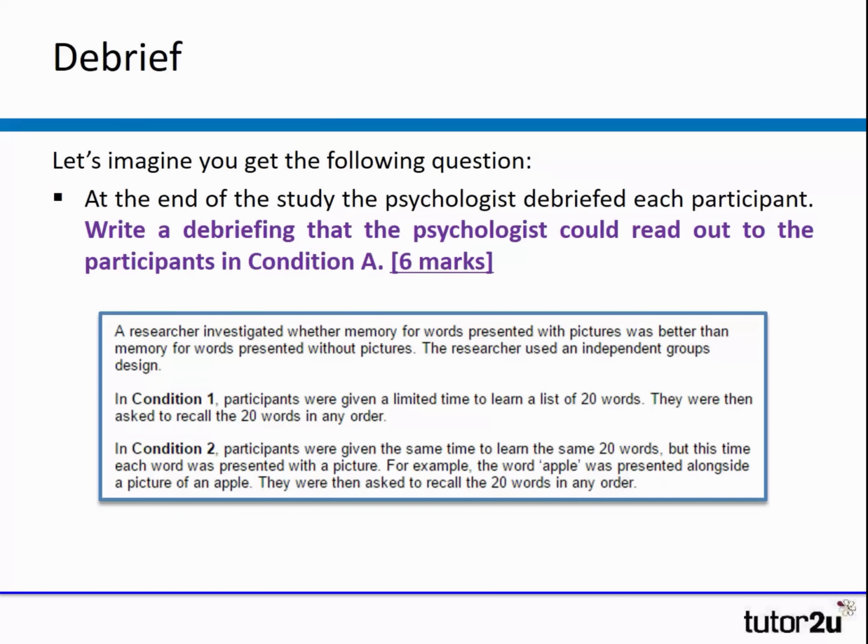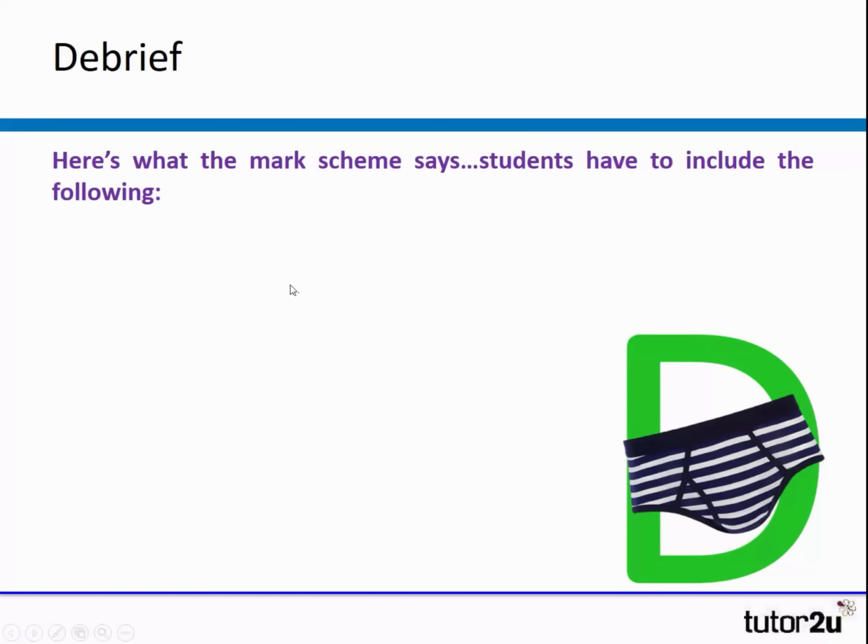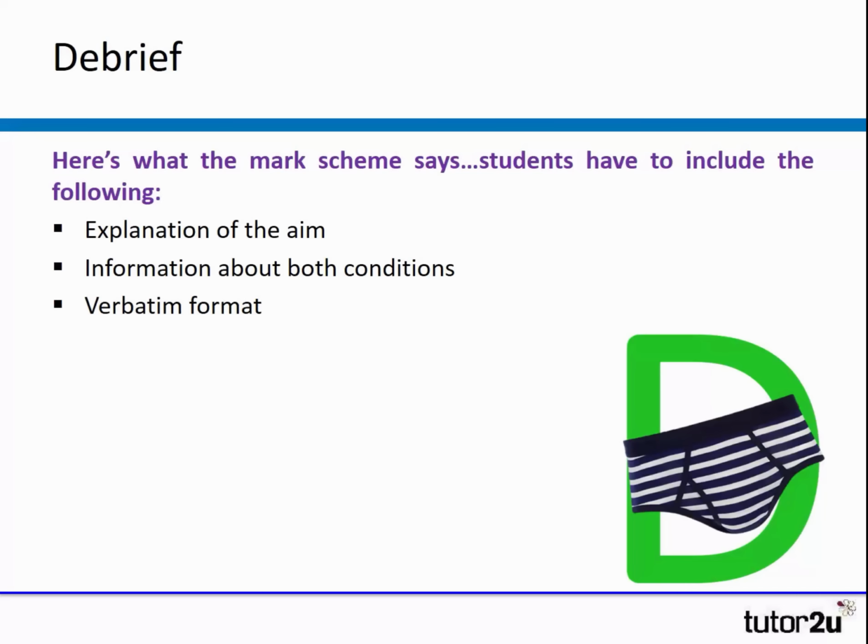Now, what's really important is the mark scheme says that you have to include certain key elements, and if you don't have them, it's going to pull you down really quickly. You need to explain what the aim is. You need to inform them about both conditions. So because they only did one condition, you need to tell them that there was a different condition that they weren't aware of. And it needs to be in what's called verbatim format. Now, if you don't know what that means, it means literally exactly as you're going to say it.